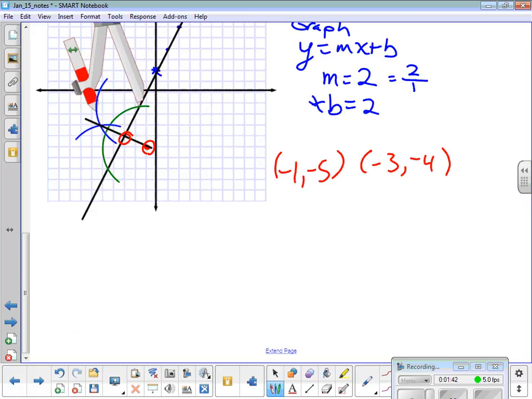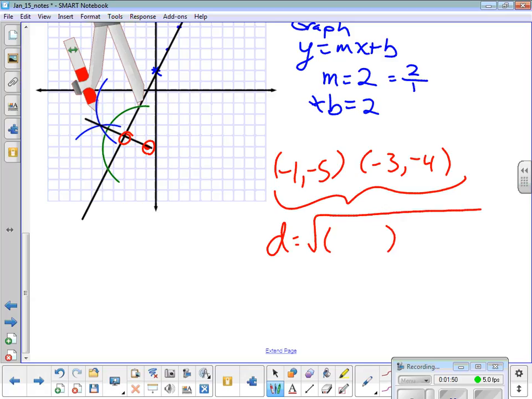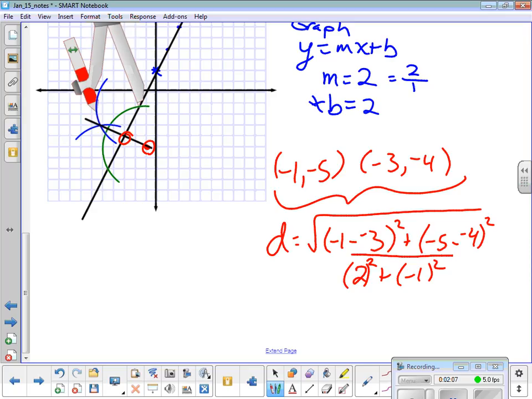I need to find how far apart these are. That's the distance formula, so I want to use the distance formula: the square root of (x2 minus x1) squared plus (y2 minus y1) squared. So (-1 minus -3) squared plus (-5 minus -4) squared gets me (2) squared plus (-1) squared. Notice I always put them in parentheses until after I square them. You should do that all the time. So that gets me the square root of 4 plus 1, the square root of 5 units away, which is around 2.24 units.